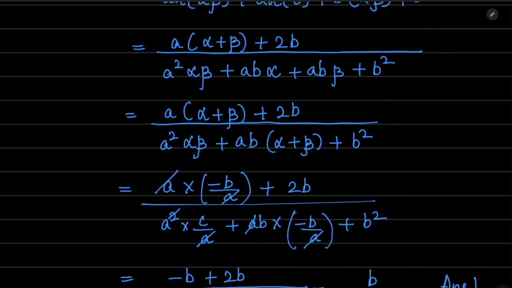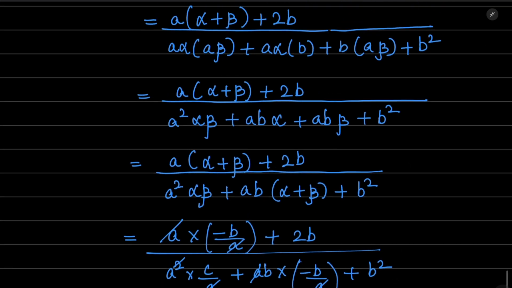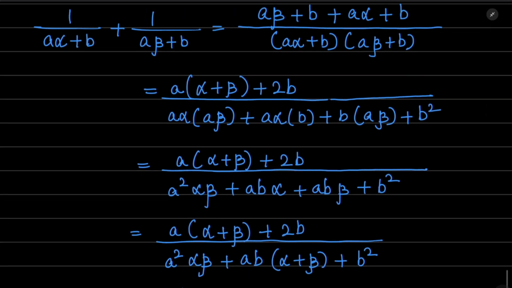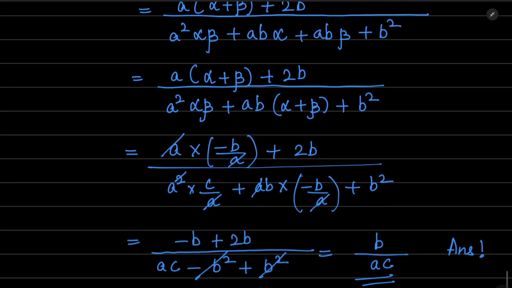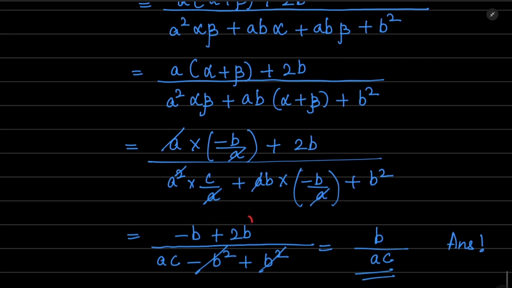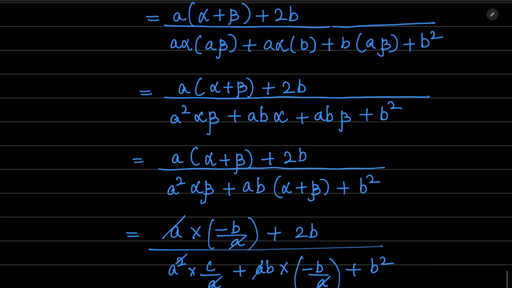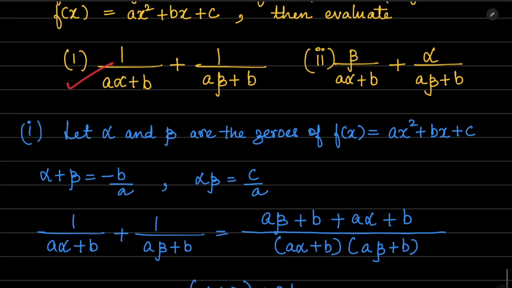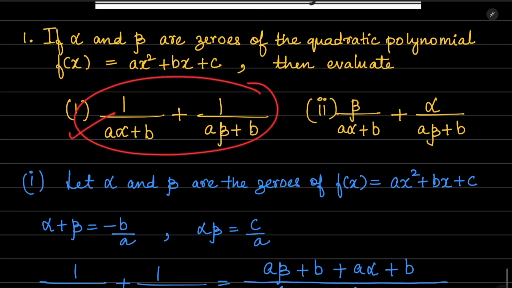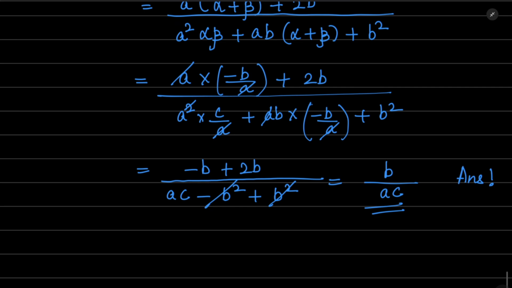And even while cancelling, and when you are doing b plus b, it is 2b. Don't forget, b plus b is always 2b. Okay. And 2b minus b is b. So in these basic arithmetics, you have to be super careful. Now this is the first question. So we are done with the first question. So you have evaluated this expression. The answer is b by ac.